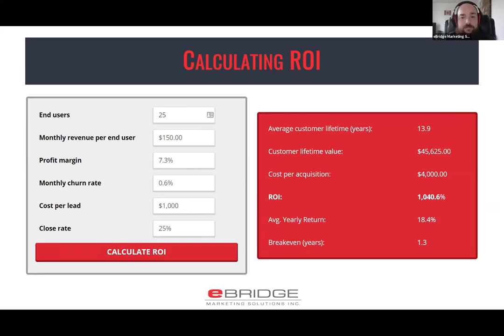The customer lifetime value factors in the customer lifetime and also the MRR. Your cost per acquisition is calculated using cost per lead and close rate. And then the ROI that everyone cares about, in this case, it's just over 1,000% for our default parameters. And given that ROI, we can calculate the average yearly return and the break-even time.